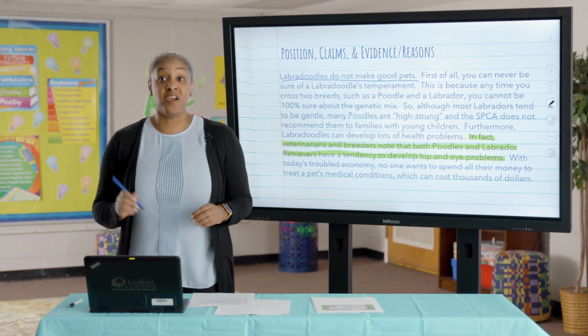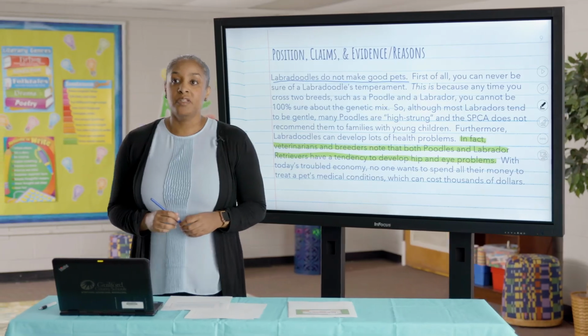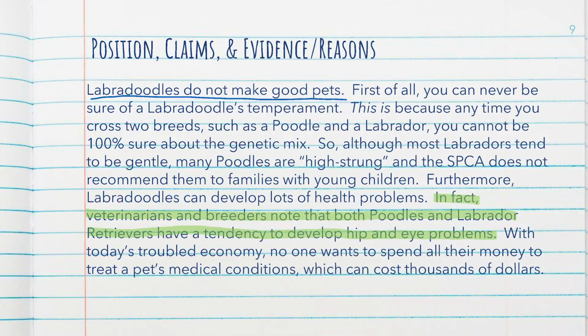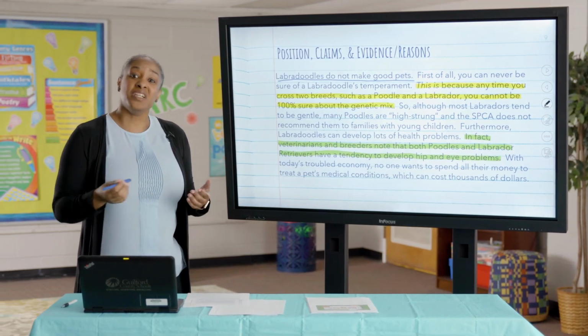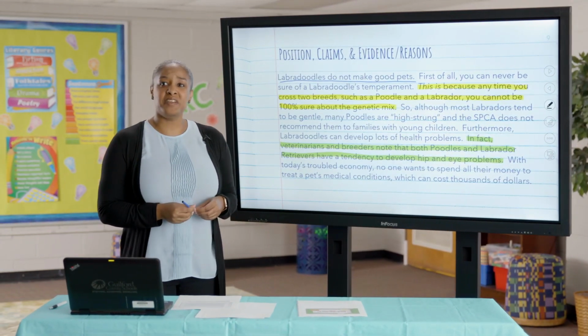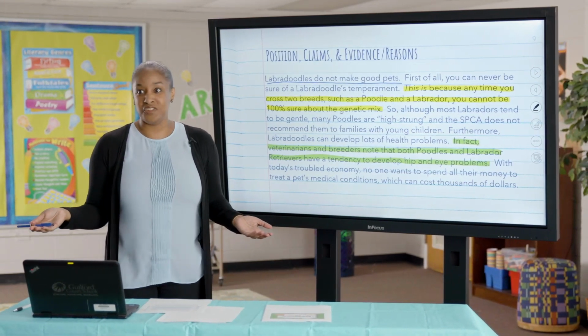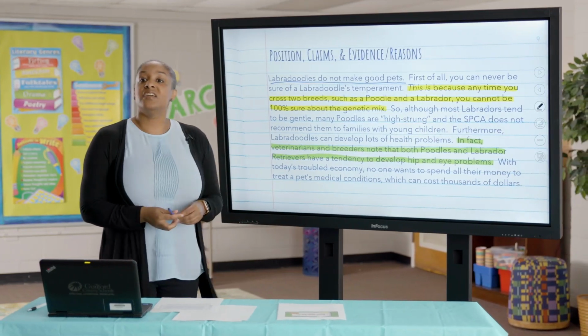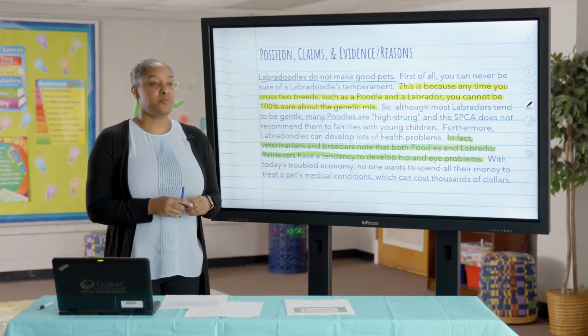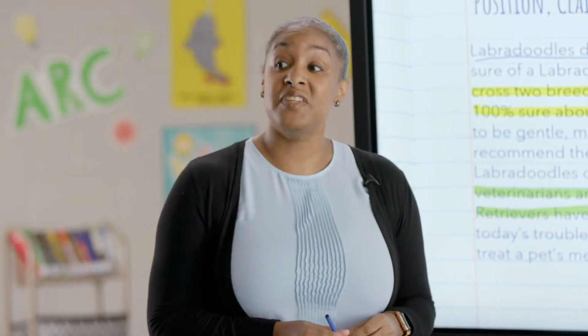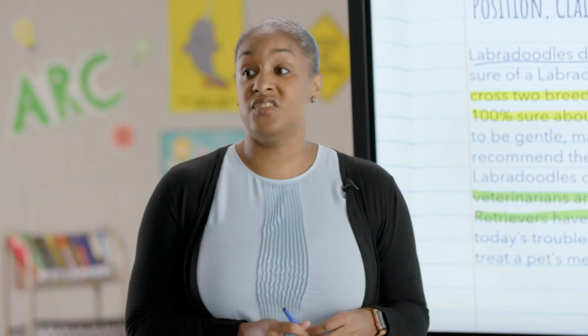Now I'm going to highlight the non-verifiable information in yellow. Did anything stick out to you? I selected this sentence. This is because anytime you cross two breeds, such as a poodle and a Labrador, you cannot be 100% sure of the genetic mix. Yes, we could do some research and figure this out, but who's going to research all poodles and all Labradors in the country or in the world? So this is another one that cannot be 100% proven, but we provided enough evidence in this text to kind of support what their statement was here.